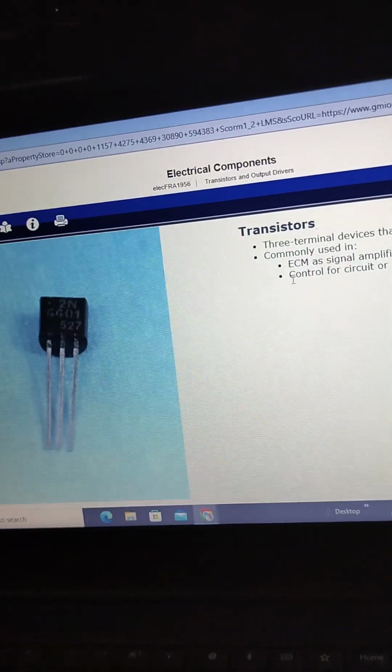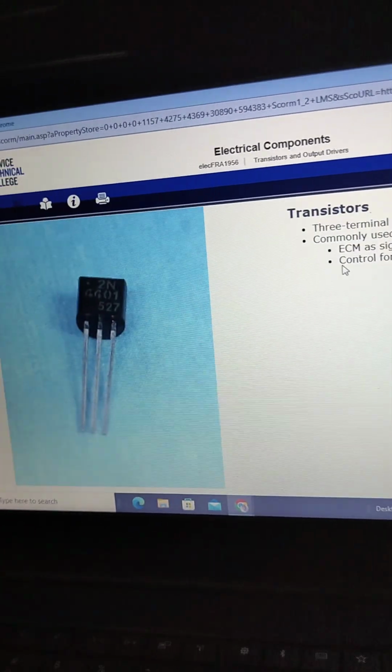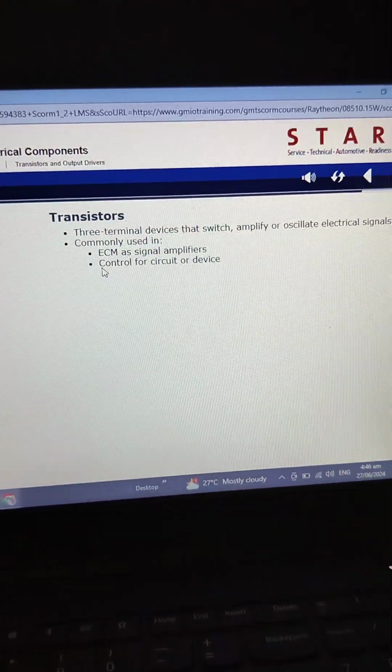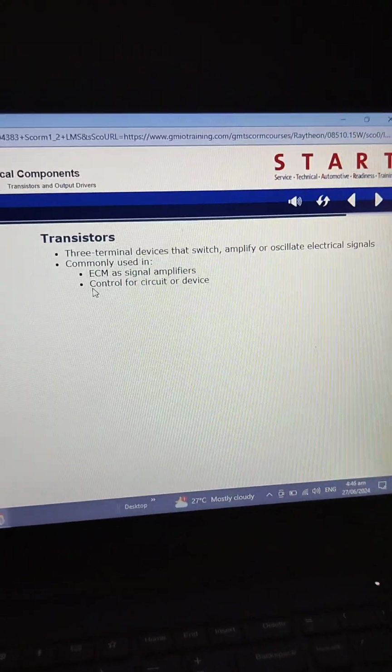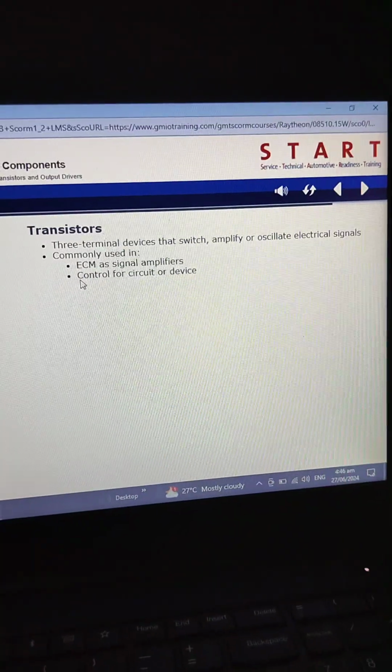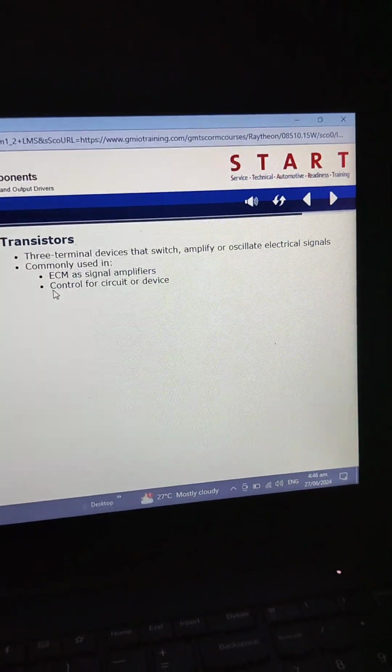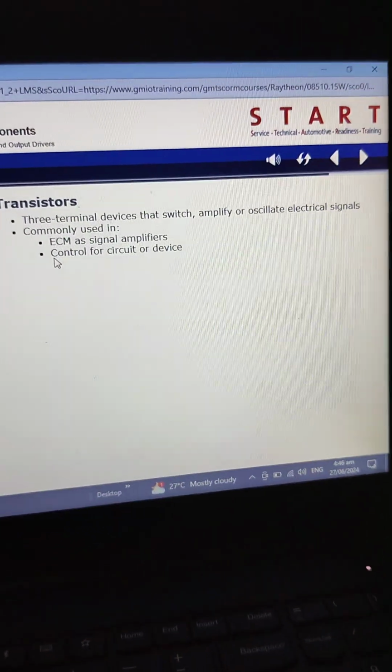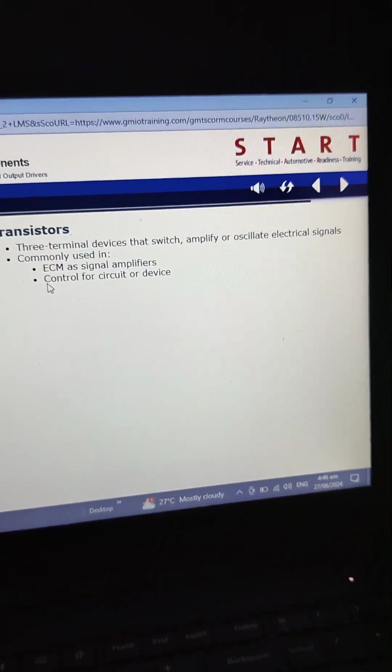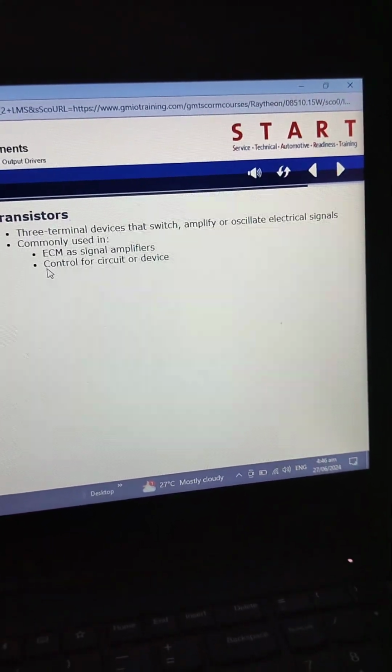Transistors are three-terminal devices that switch, amplify, or oscillate electrical signals by varying voltage or current between two of the terminals. Transistors are commonly used in electronic control modules, or ECMs, as signal amplifiers or as a control for a circuit or device.